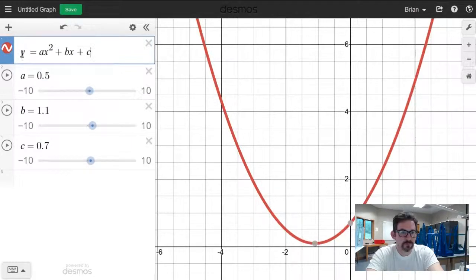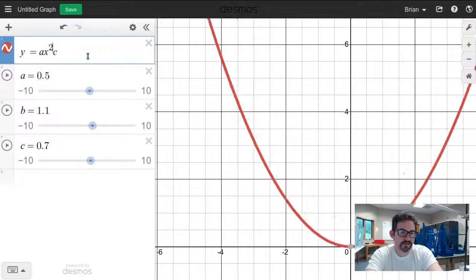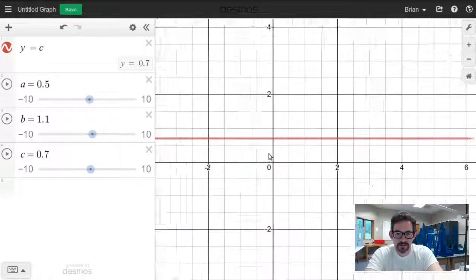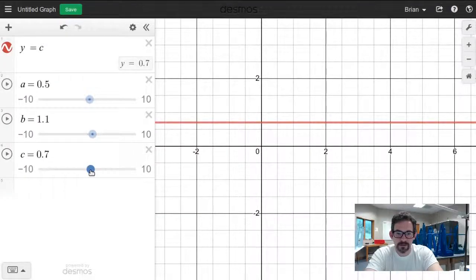So I hope you've played with these coefficients. Now we're going to simplify things. I will just say y equals c. And let's take a look at what c does. This is saying the y value, or the height on this graph, is a constant. Let's see what that constant does.